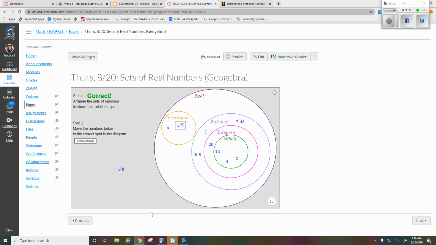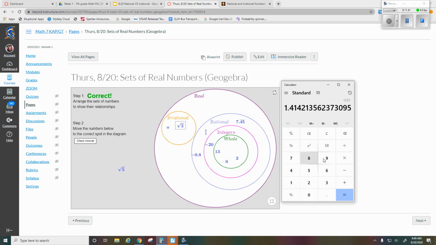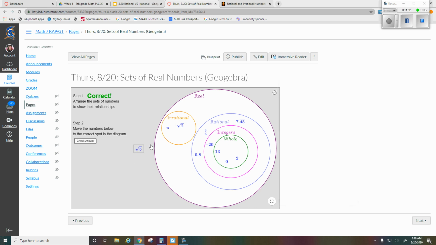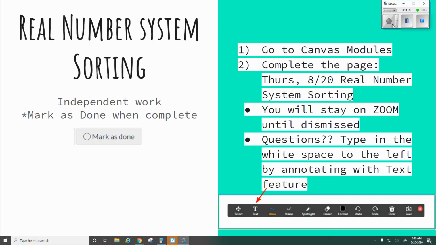What about the square root of 5? It is 2.2, and then it keeps going on and on and on, right? Do you see a pattern? No. So that is an irrational number. Let's go ahead and check. And then we're correct. All right.